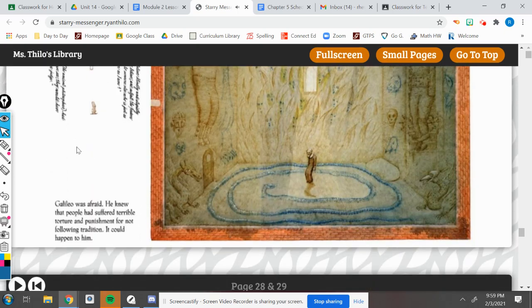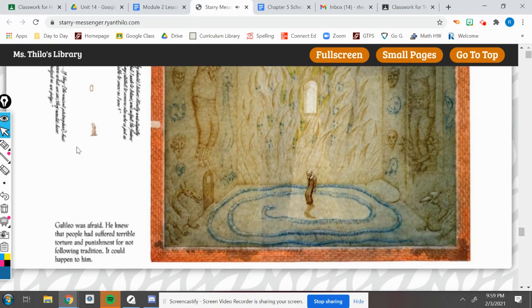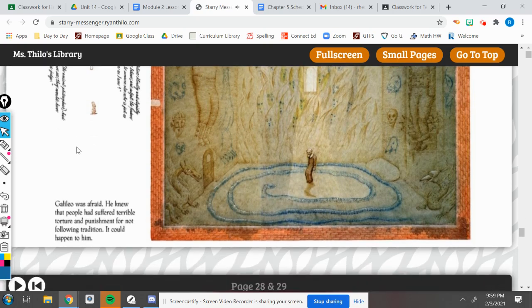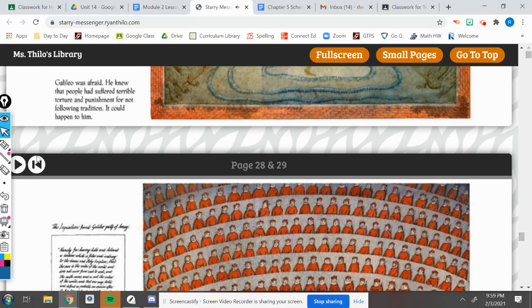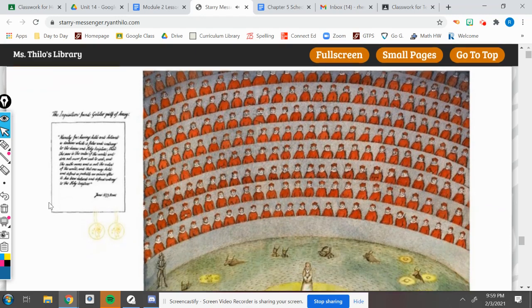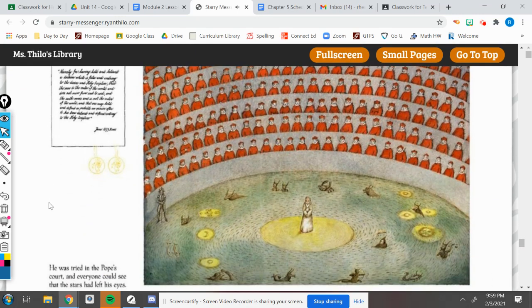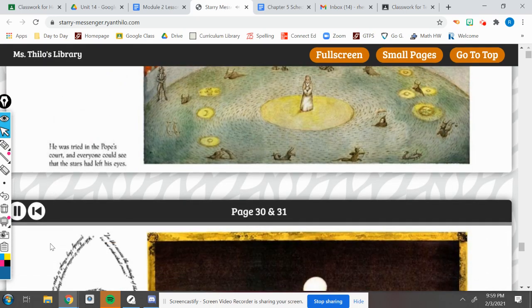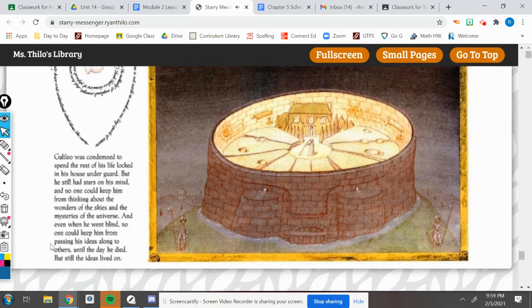He was afraid. He knew that people had suffered terrible torture and punishment for not following tradition. It could happen to him. He was on trial in the Pope's court, and everyone could see that the stars had left his eyes. Galileo was condemned to spend the rest of his life locked in his house under guard.